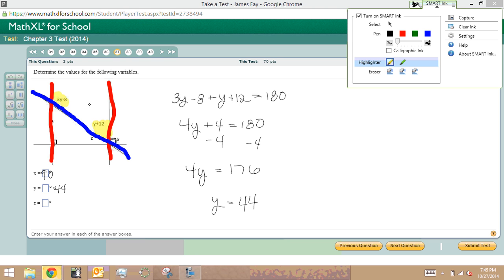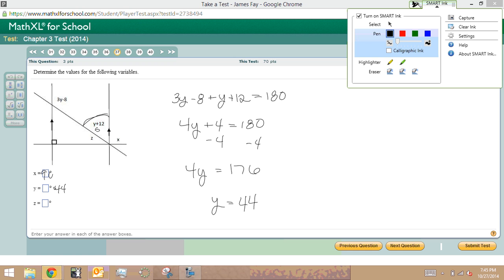Now if I want to find z, there are several approaches I can use. I suggest, now that you know that y is 44, this angle here is going to be 44 plus 12, which is 56. If that's 56 and we knew that this was a 90-degree angle, we should also know that these two angles here are going to add up to 90, because this one out here, that angle there, and that angle there form that straight line. So those three angles should add up to 180, and those two together should add up to 90. So z plus 56 is equal to 90. So z is going to be 34 then.